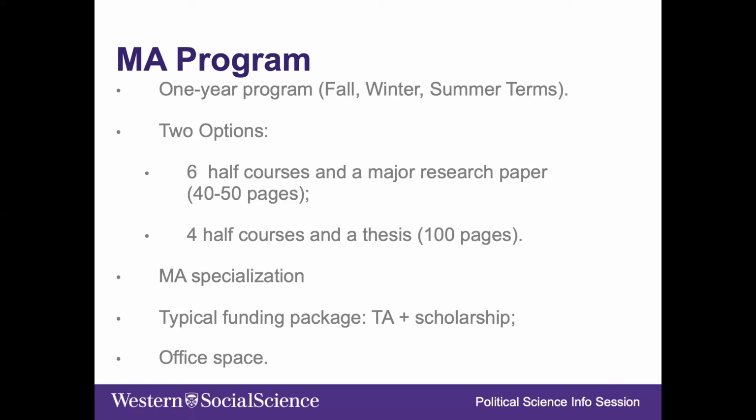Plus, we give you some scholarship money on top of that, typically around $4,000 to $5,000. And that's just money, that's a scholarship. So the total package is approximately $18,000, with some variation. And we try to offer all of our MA students at least that basic package. We also, as I mentioned before, offer you some office space.